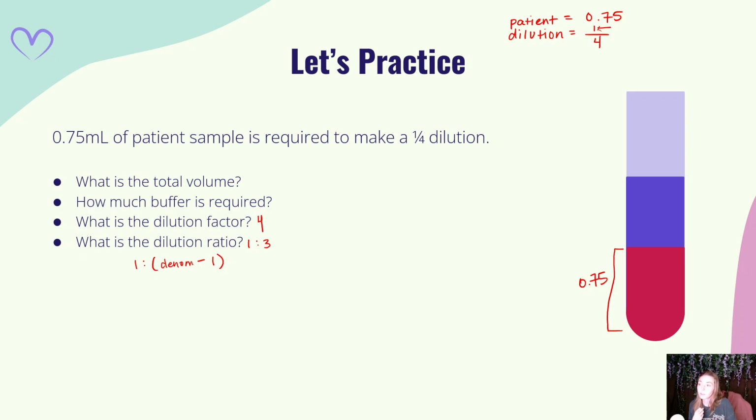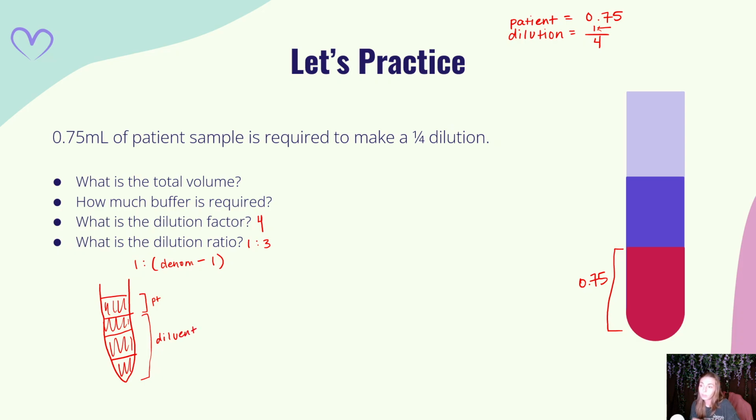Anyways, if you're a visual person, you can take your patient specimen and divide it up into the number of parts in your dilution factor. Our dilution factor is 4, so I can take my final volume and divide it into 4 parts, right? So I have 4 parts here. Because I have a 1 to 3 ratio, one of these is going to be patient and 3 of these are going to be diluent.